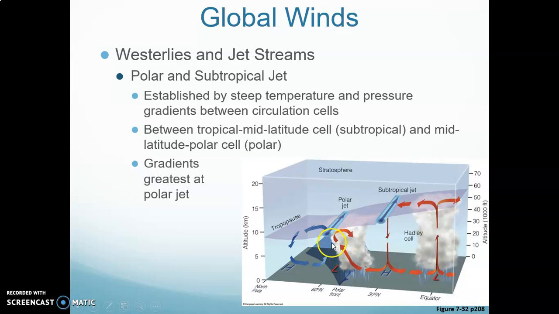And so you end up with a much stronger jet stream over 60 degrees north and 60 degrees south latitudes. This is why when we talk about the jet stream, we're talking about the polar jet, because that is the stronger of the two primary jet streams.